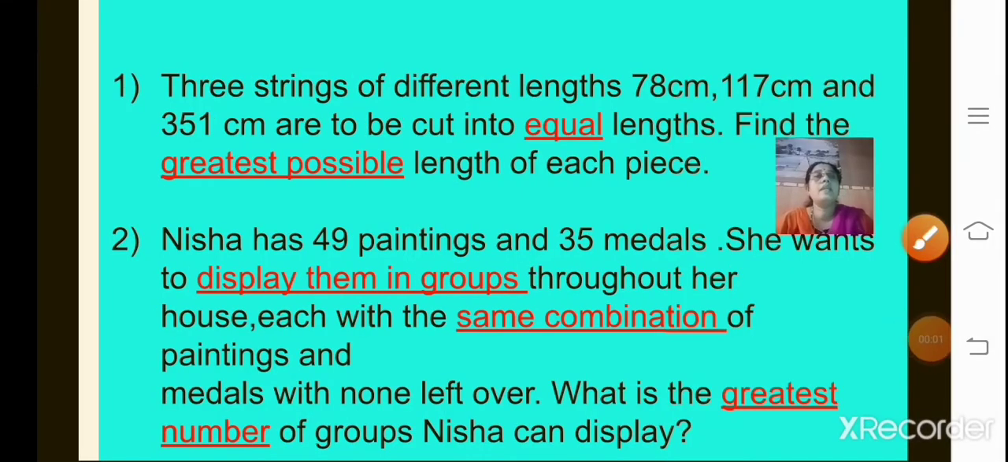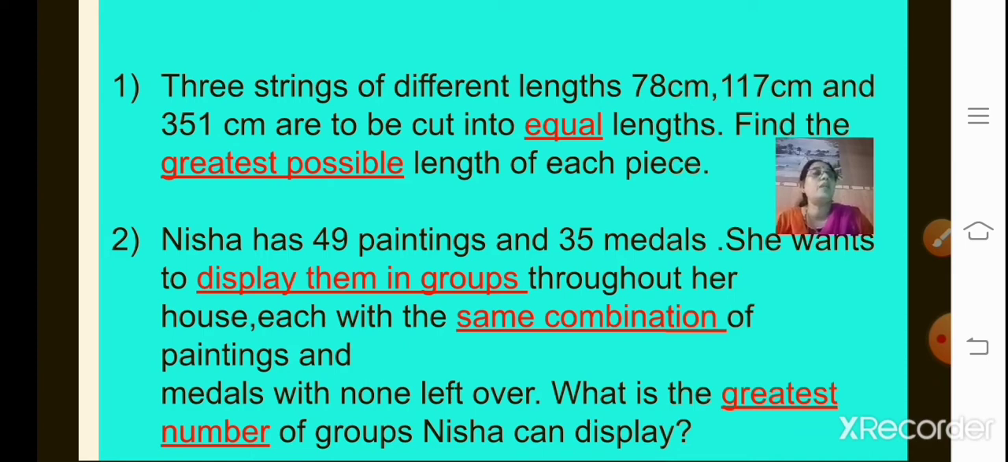Now let us see some examples of HCF type of questions. Now see the first one here, three strings of different lengths, that is 78 centimeter, 117 centimeter and 351 centimeter are to be cut into equal lengths. Find the greatest possible length of each piece. Now here three numbers are given, you have to cut it into equal lengths. So the keyword is equal here, which tells us that you have to make it into smaller parts. So you have to find the HCF of the three numbers.